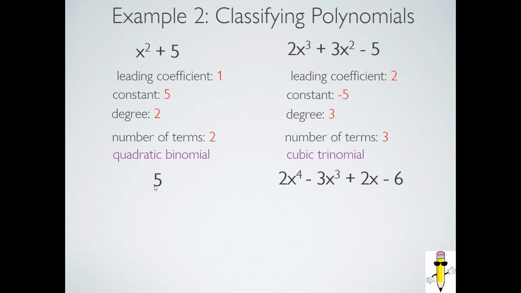Let's take a look at 5. 5, leading coefficient, is nothing because there is nothing for it to be a coefficient with. Constant is 5. It's 5. Our degree is 0 because there are no exponents. And our number of terms is 1.